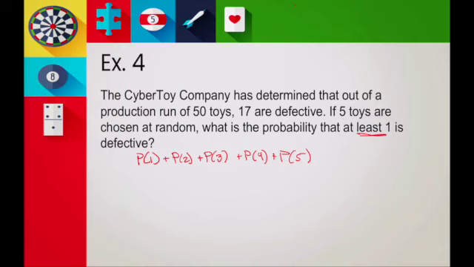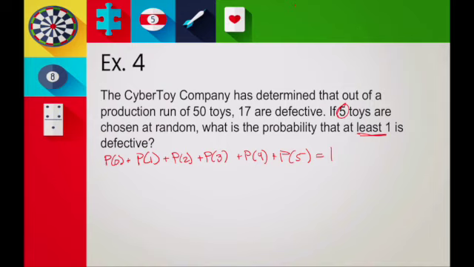But that would take forever. So let's see if there's an easier way that we can do it. So out of 5 toys, the possibilities for the number of defective toys are 1 or 2 or 3 or 4 or 5 or 0. So 0 to 5 is the sample space. That is all of the possible values that we can get for the number of defective toys. And so the probabilities all add up to 1.